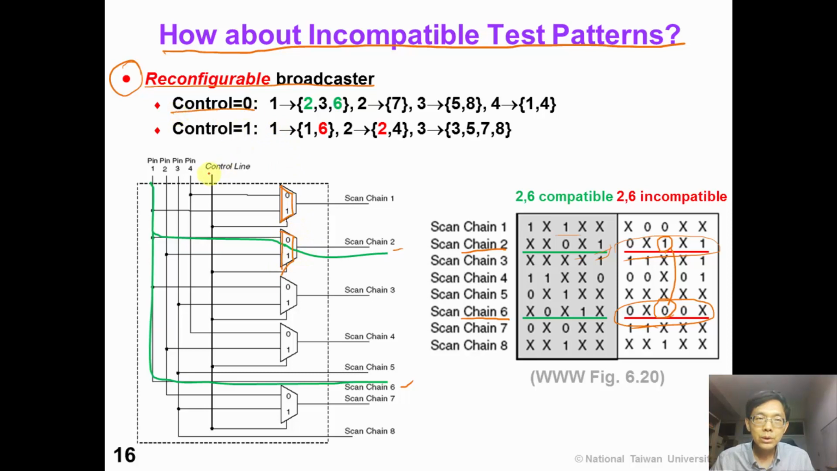Suppose the control input is 0. We broadcast input pin number 1 to scan chain 2, 3, and 6. If we change the control bit to 1, in this way we separate scan chain 2 and scan chain 6 so that we can control them in a different way. By using the reconfigurable broadcaster, we can now broadcast incompatible test patterns in different configurations.